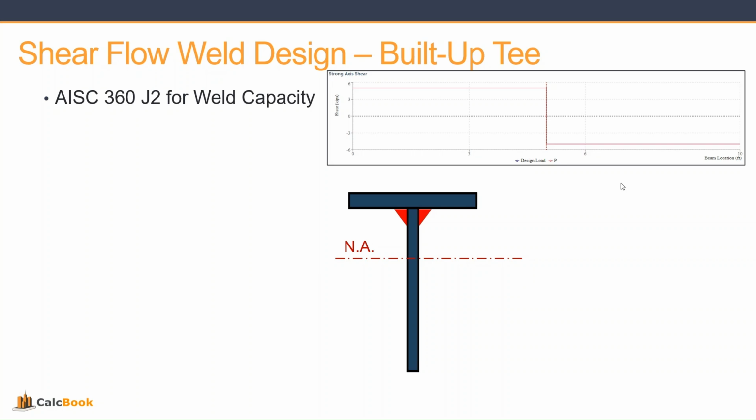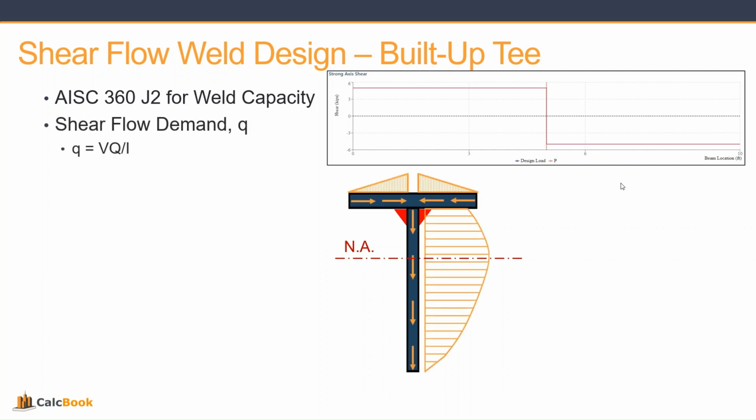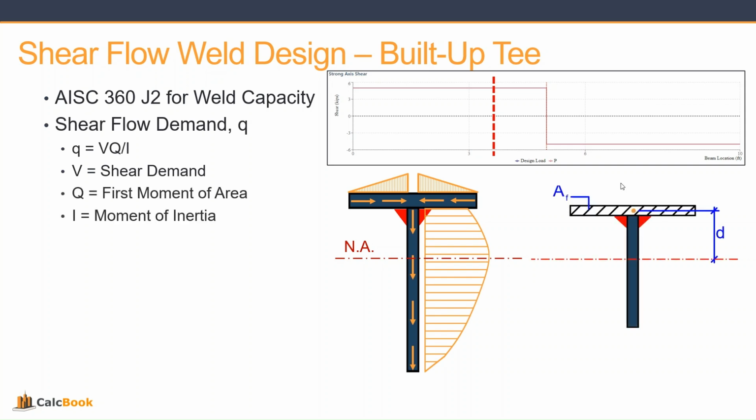So if we have a shear diagram here and our T-shape, we are going to be calculating the shear flow demand, small q, which is VQ over I. In this equation, V is just going to be the shear demand, so the point along that shear diagram that we're evaluating. And then Q is our first moment of area.